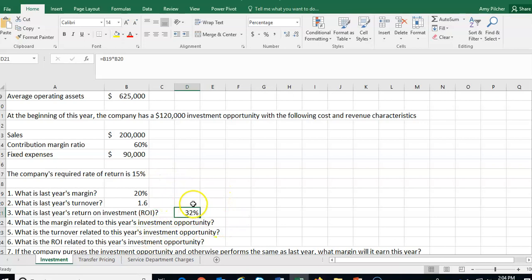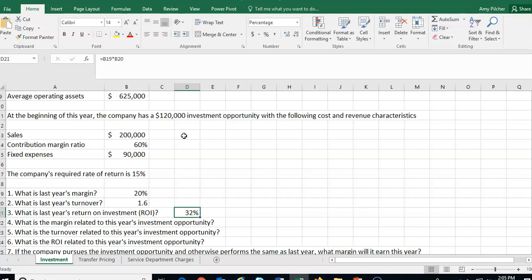Questions 4 through 6 ask about this $120,000 investment opportunity that the business has an opportunity to take on. We're given the additional sales. The cost of the opportunity is $120,000. Additional sales generated from this opportunity are $200,000. The only thing that we're missing is what the operating income is from this investment opportunity, or what it adds to our operating income as a division.